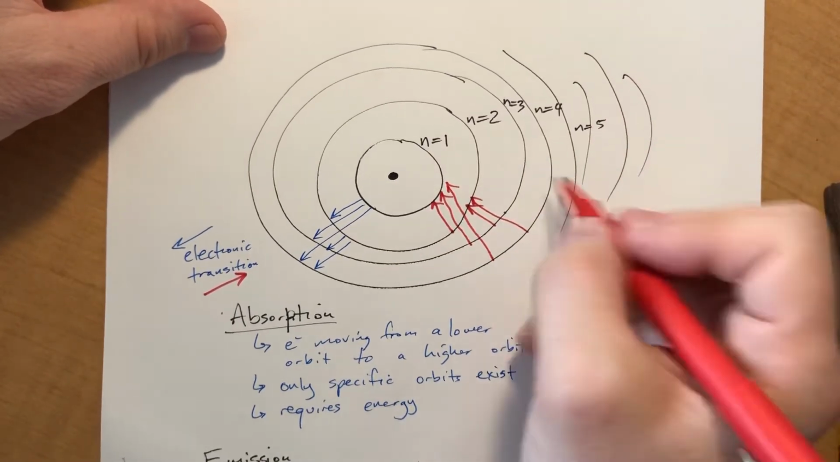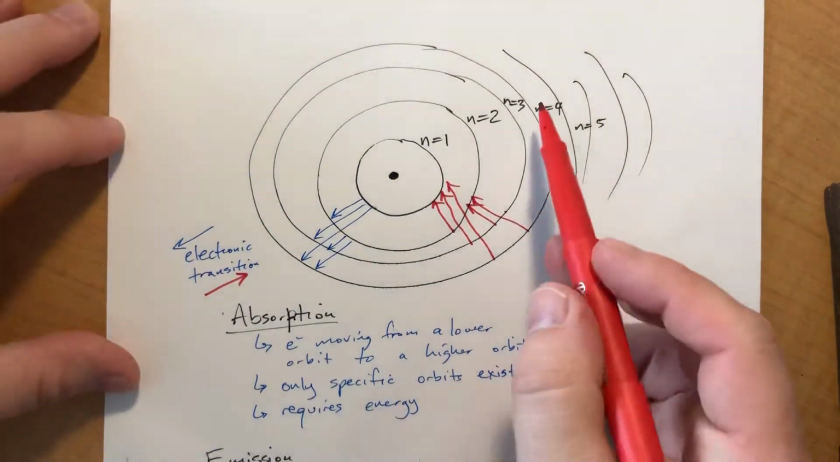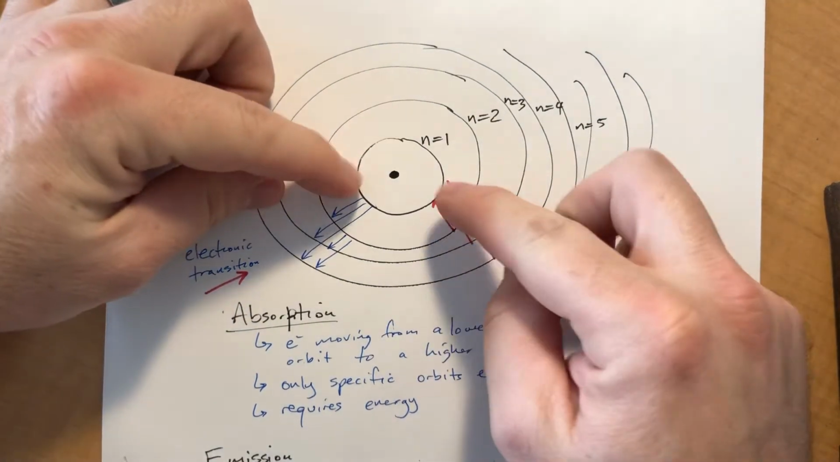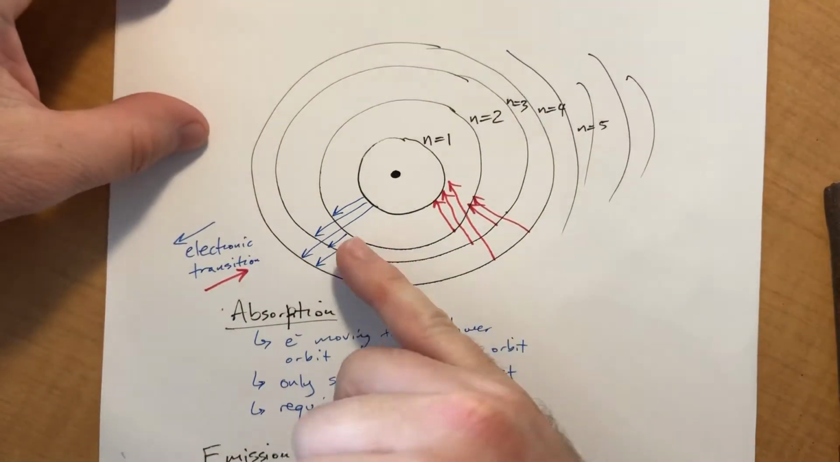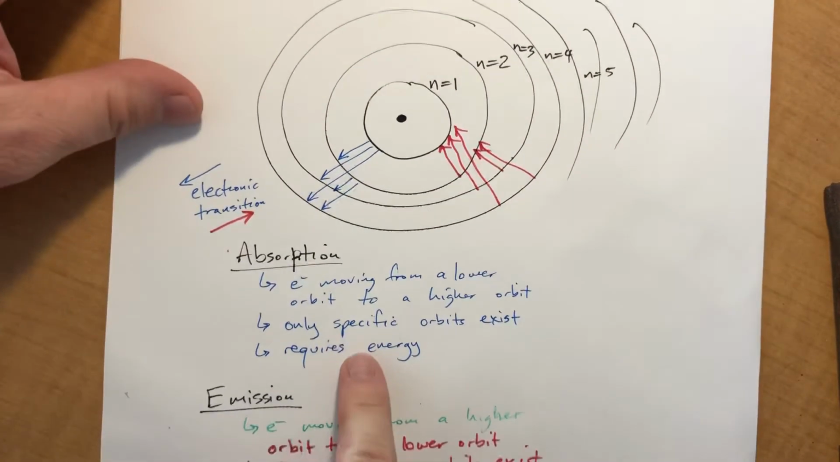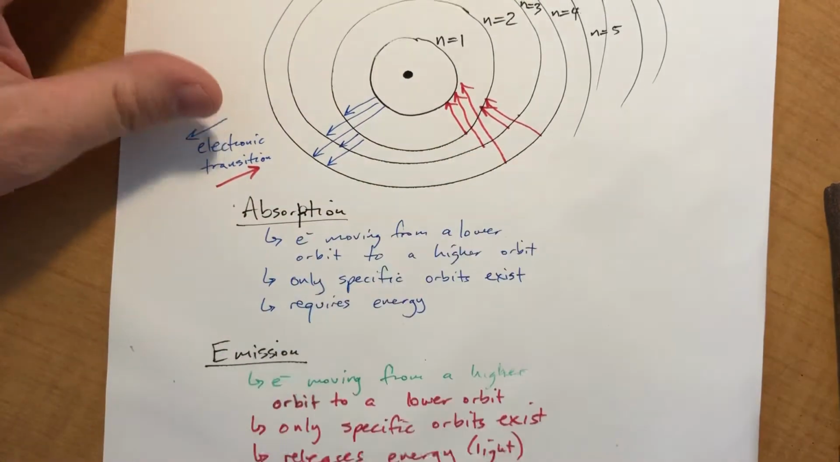Yeah, and so on and so forth. I only drew up to n equals 3. There's obviously larger numbers. But you'll notice that whether the electrons are coming or going, the distance between these orbits is constant, and that's what corresponds to the line spectrum. The difference between these different orbits.